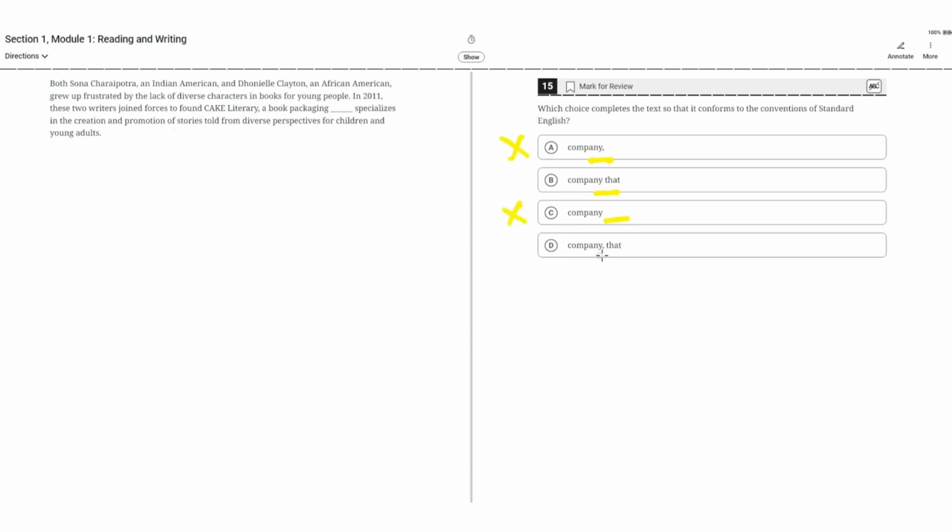D. Company, comma, that. This is incorrect because there's no need for a comma between company and that. This is one phrase, so there's no need for a comma. So B is the correct choice.